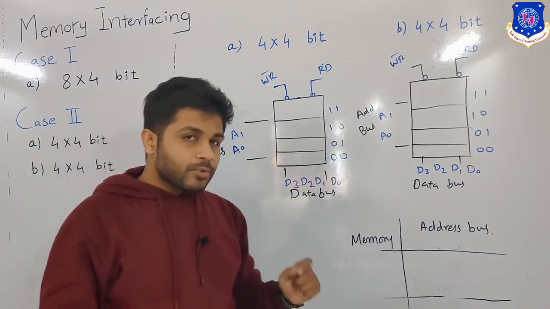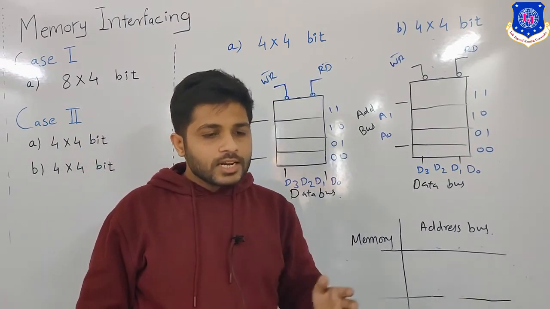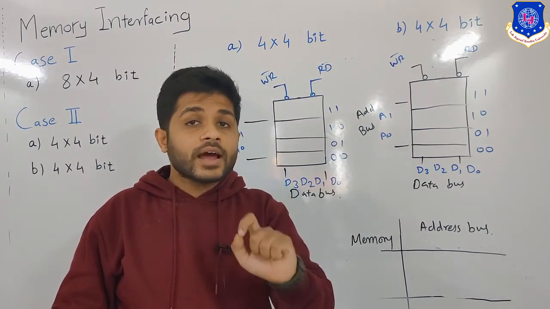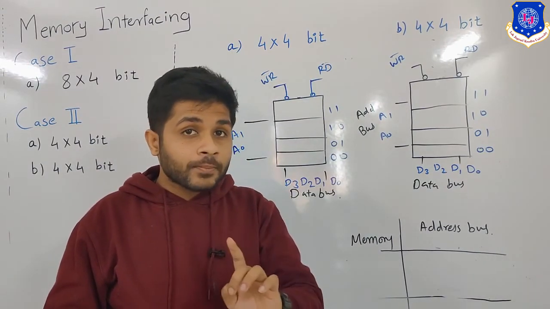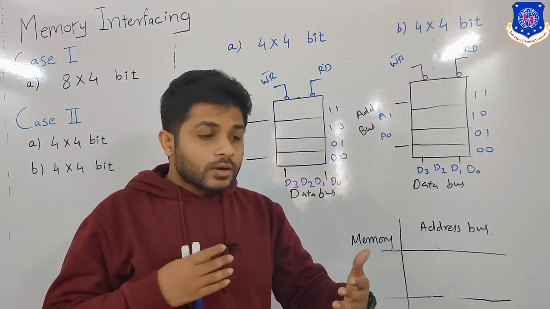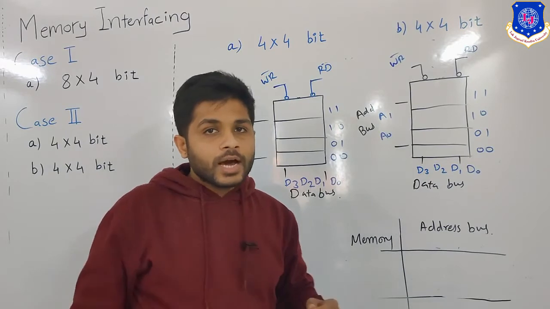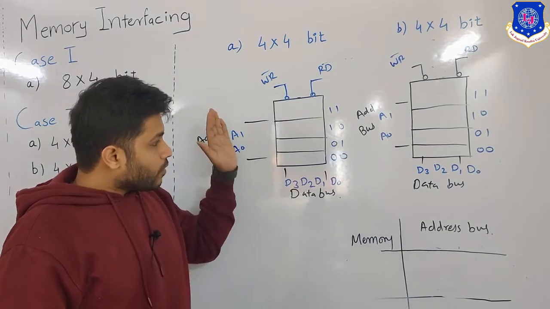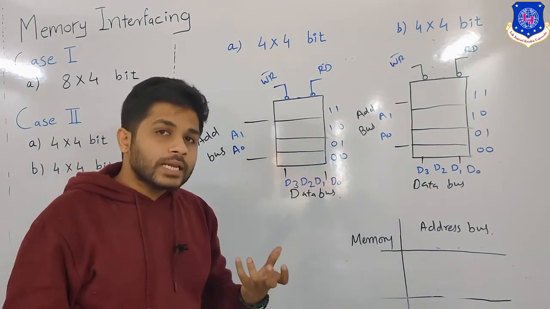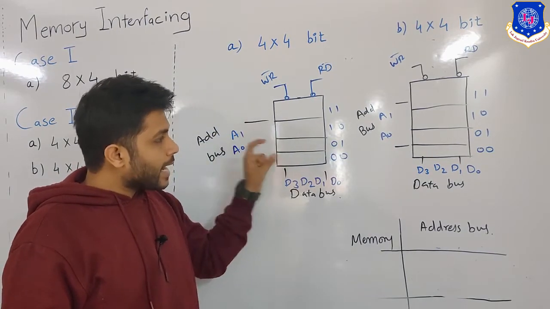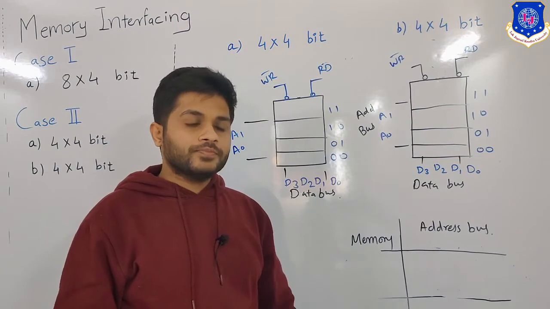And at that time the processor will get confused, because there is a limitation of the microprocessor, that is, the processor can read and write only one location at a time. It cannot process multiple locations at the same time. Are you getting it? So we have to provide some extra mechanism so that only one location at a time is selected.